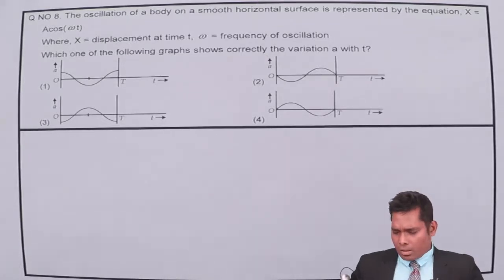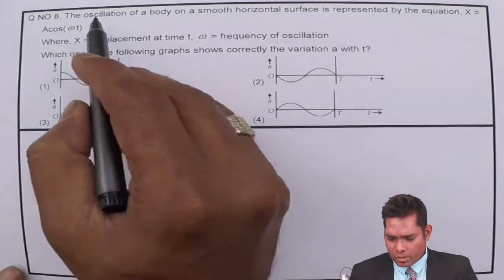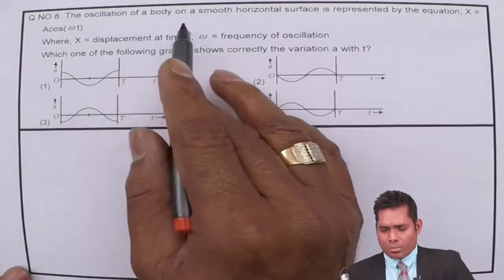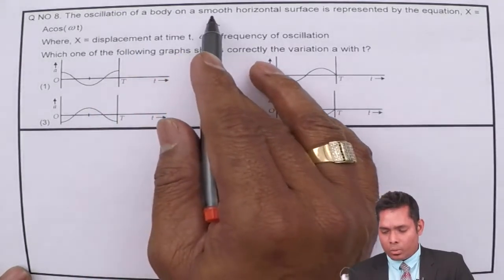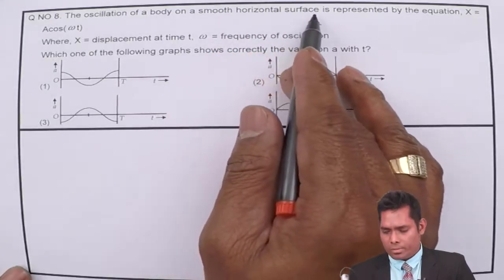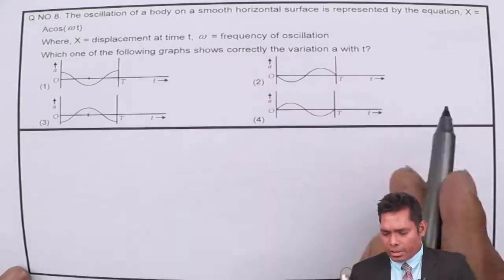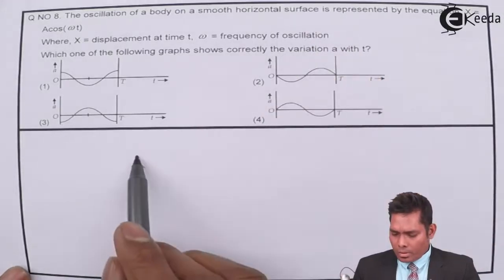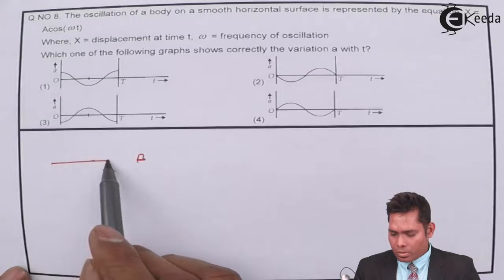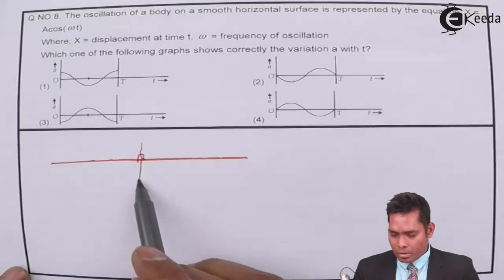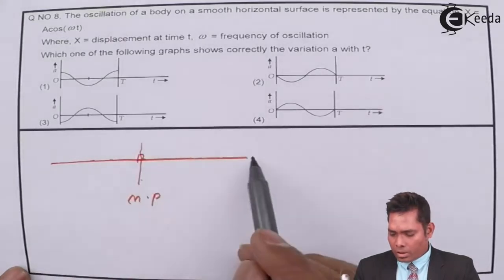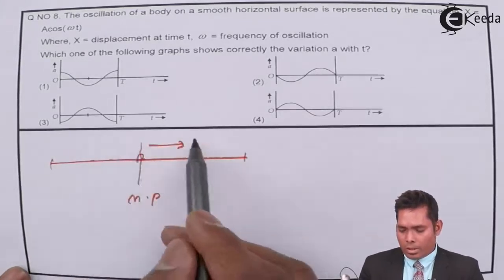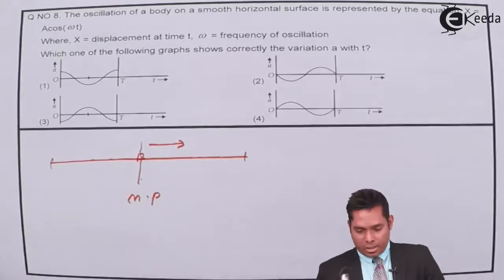Students, let us solve the next question, which is talking about the oscillation of a body on a smooth horizontal surface. Suppose this is the body which is oscillating. This is the mean position, and it oscillates about two extreme points, moving to and fro between these two extreme points.